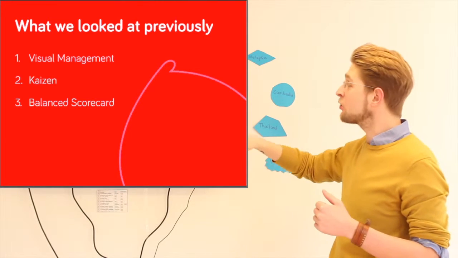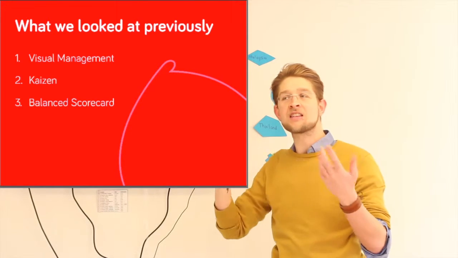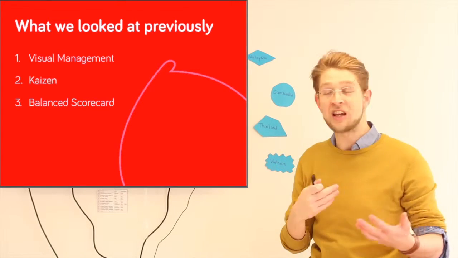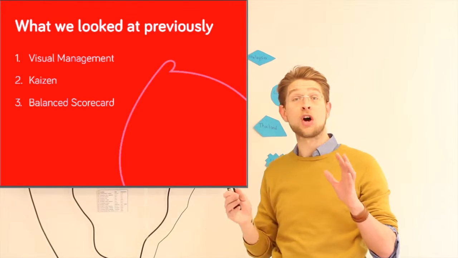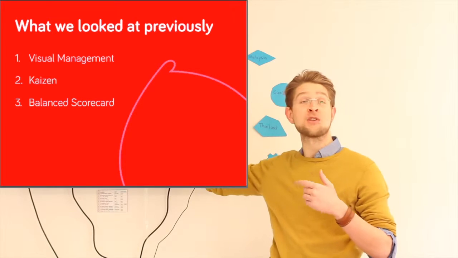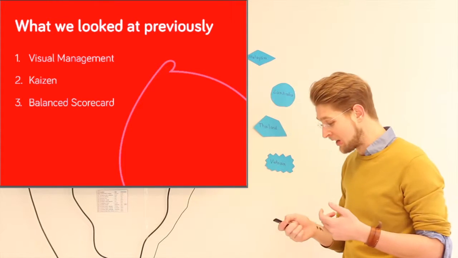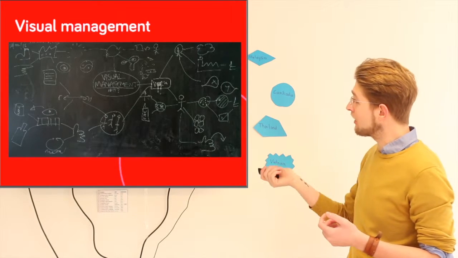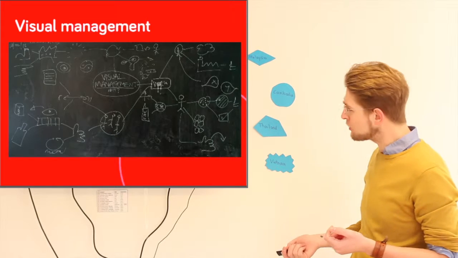of reasons. And then last week we were talking about two things: Kaizen, which is the process of continual improvement, and the balanced scorecard, which is a way of doing visual management specifically in the context of strategy. So that was looking at the kind of value of visual management.